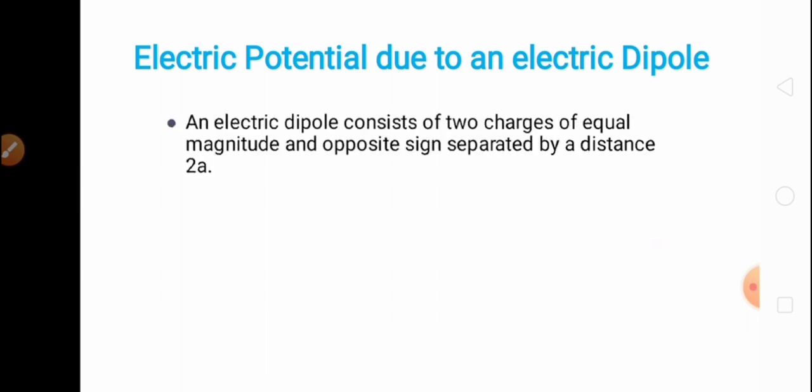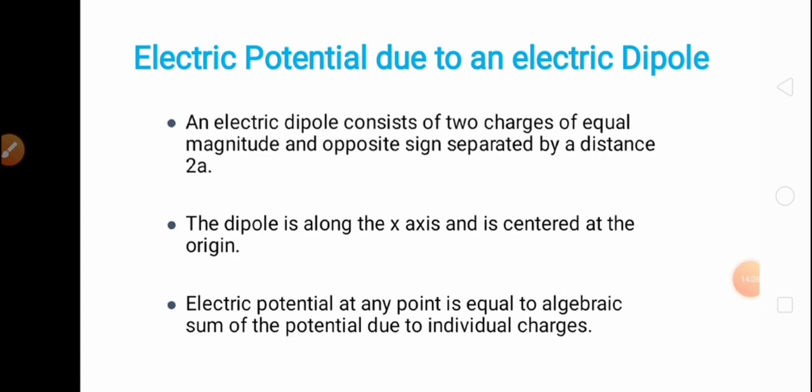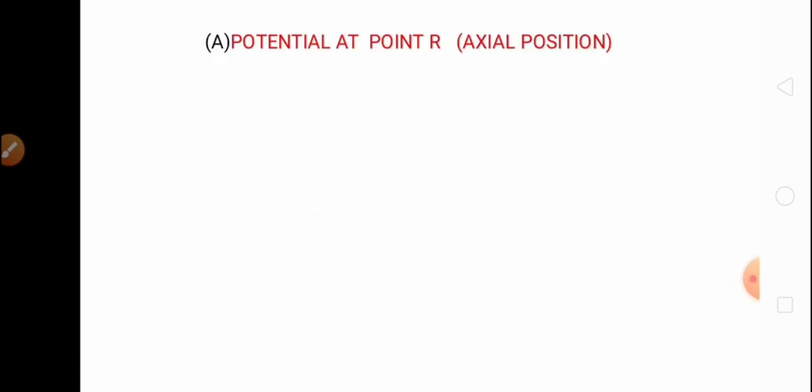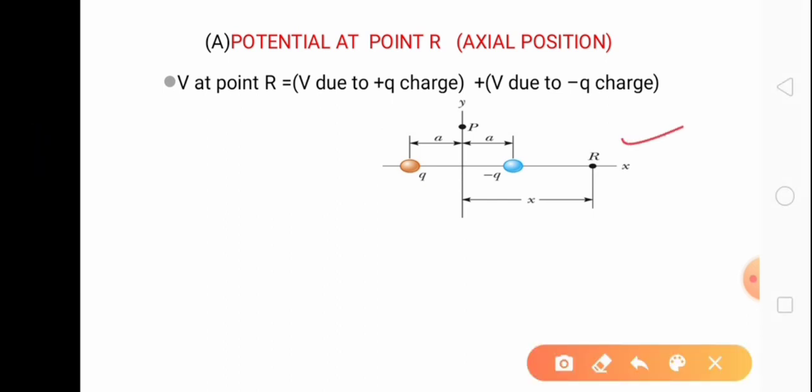Now, electric potential due to a dipole. Using that concept, let's find what is the electric potential due to an electric dipole. You know, a dipole consists of two charges of equal magnitude and opposite sign separated by some distance. Let's consider a dipole along the x-axis. Here, the potential at any point is the algebraic sum of the potential due to the individual charges. Let's consider a point R on the axis of the dipole. You want to find the potential here. So, let's find the potential due to minus q charge and potential due to plus q charge separately and take the algebraic sum. Potential due to minus q charge is equal to minus kq by the distance, it is x minus a. Similarly, potential due to plus q charge is equal to kq by x plus a.